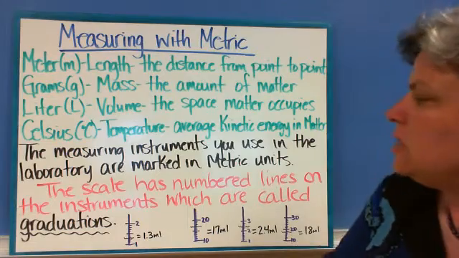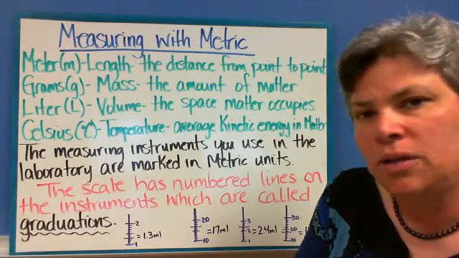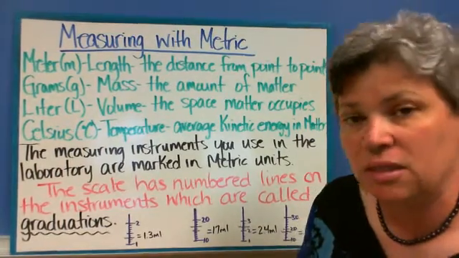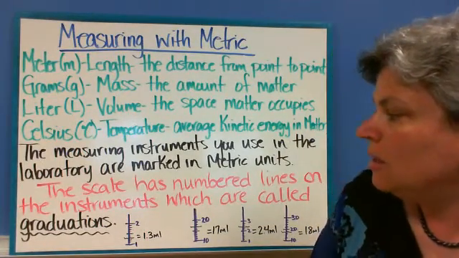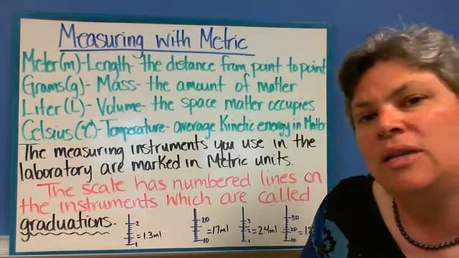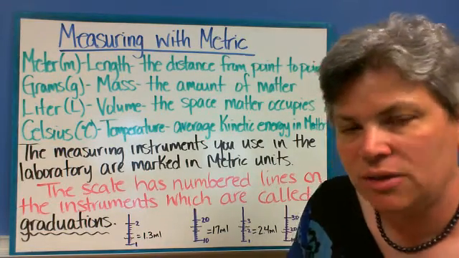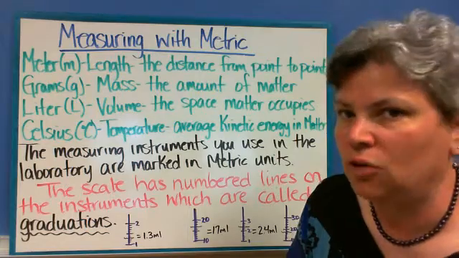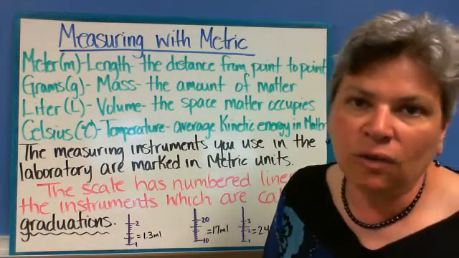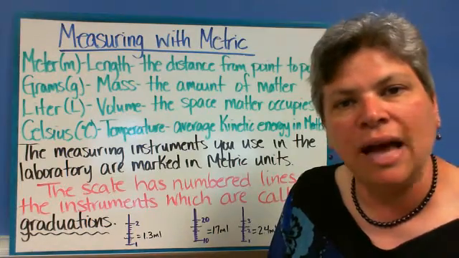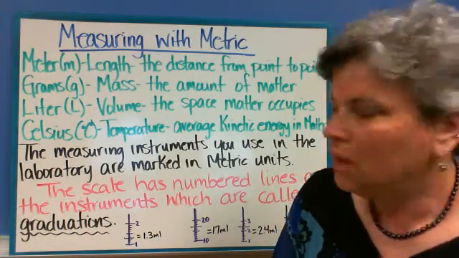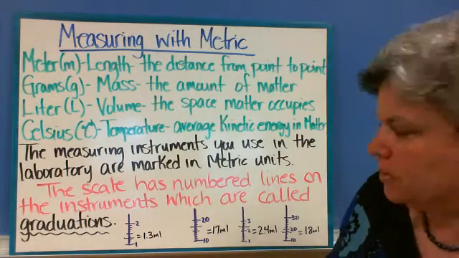The measuring instruments that we will use in the laboratory are all marked in metric units. So we've either got meters, grams, liters, or Celsius, some version of that. The scale has numbered lines on the instruments, and those lines are called graduations. So maybe the light bulb went off and you're thinking graduated cylinder. The cylinder is the shape, and they call it a graduated cylinder because those lines, those markings on the side, are called graduations. So let's look at a couple different examples.